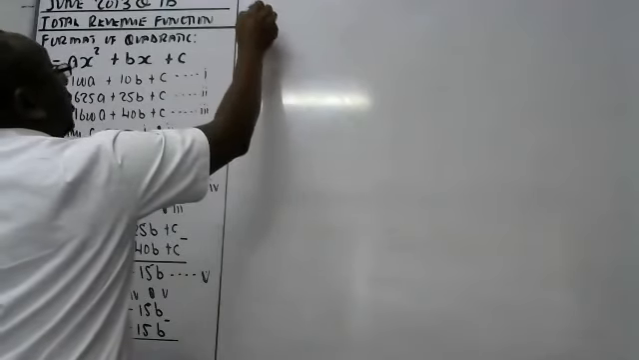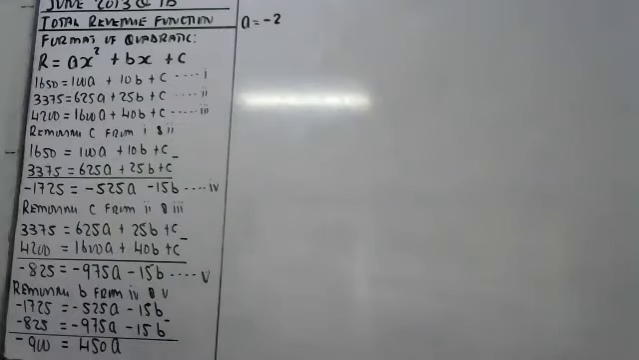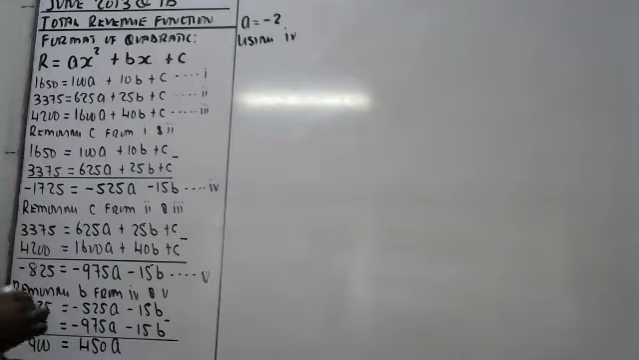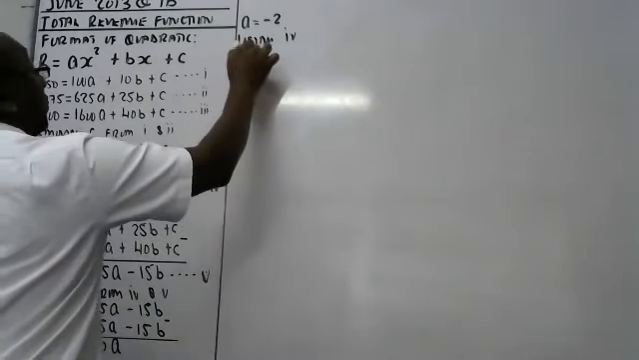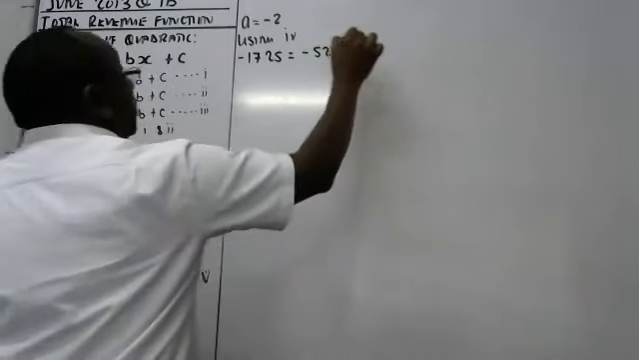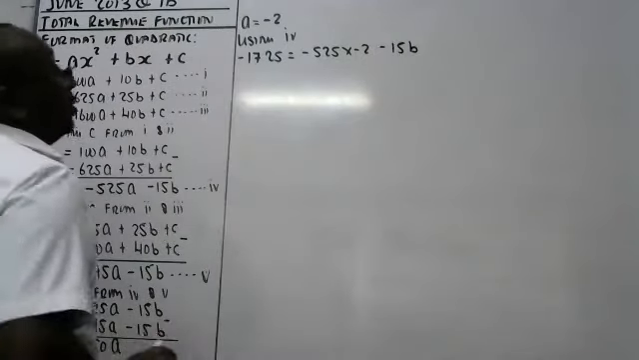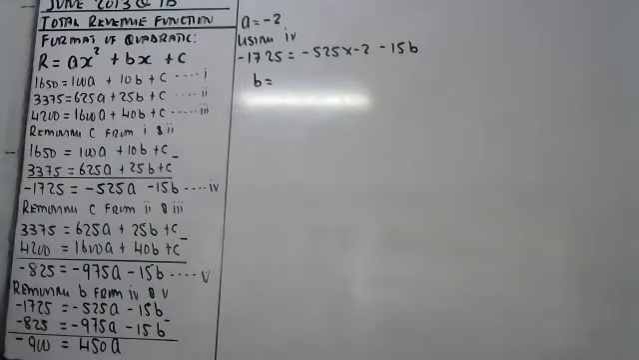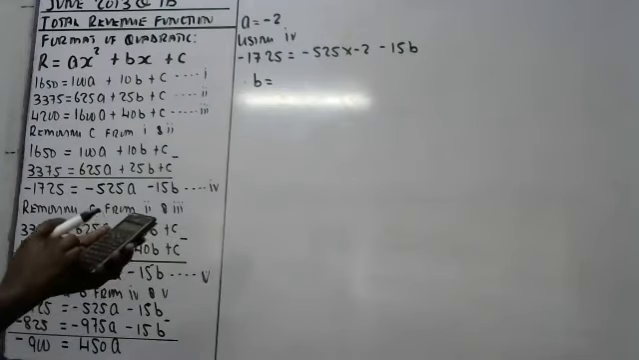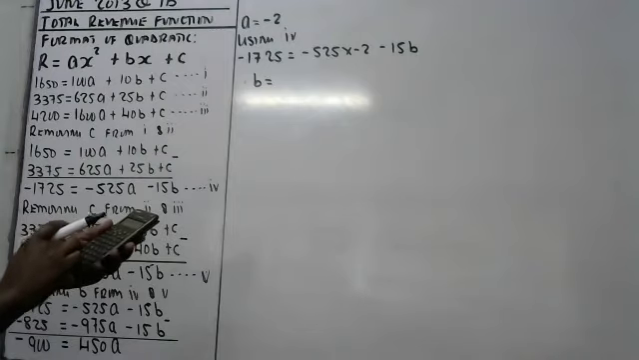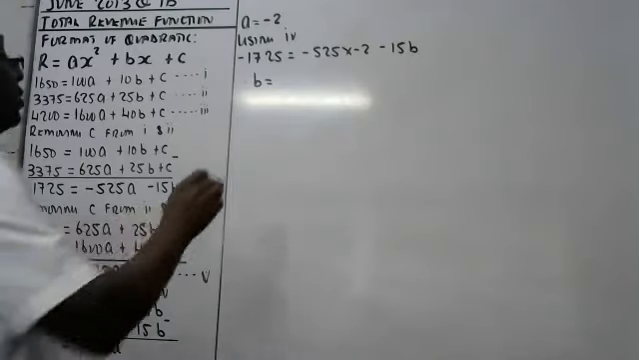Well, A will be negative 2. So A will be minus 2. Then using equation 4 or 5, whichever you prefer, let's use 4. So minus 1725 is equal to minus 525 times minus 2 minus 15B. So from there, we'll be able to get B. So this will be minus 1725 minus 525 times 2, divided by 15.